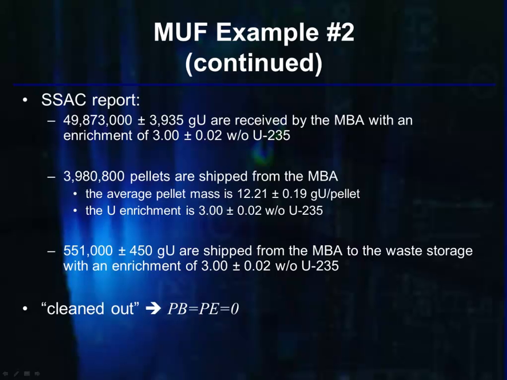For a given material balance period, the state system for accountancy and control reports the following uranium masses and enrichments entering and leaving the material balance area. Again, we assume that the material balance area is cleaned out at the end of each material balance period, resulting in PB and PE equaling 0.